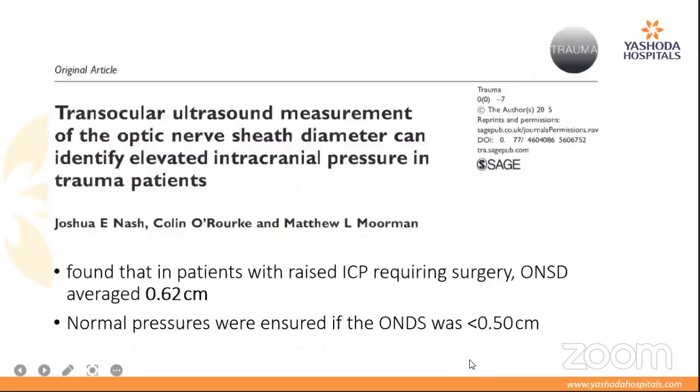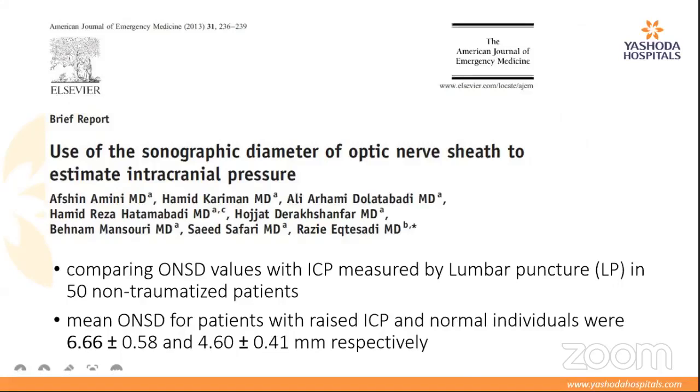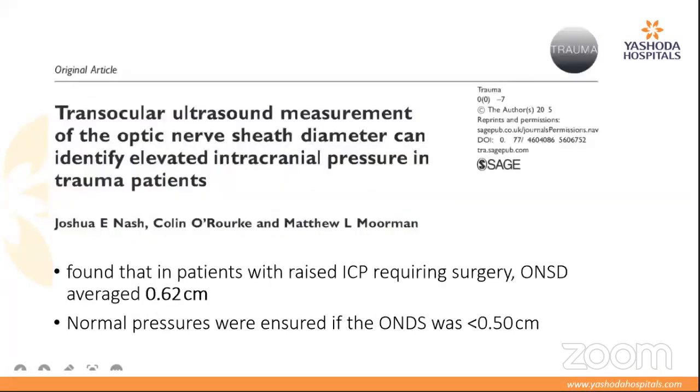This is another study conducted by Joshua et al. Transocular ultrasound was used to measure the optic nerve sheath diameter to see whether there was an ICP raise in trauma patients. The rest of the studies were conducted in non-traumatic patients. This study was conducted in traumatic patients, and it was found that with raised ICP requiring surgery, the ONSD averaged 0.62 centimeters, and normal pressures were ensured if the ONSD was less than 0.5.